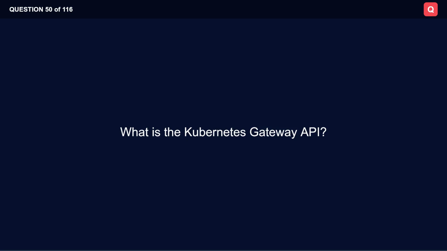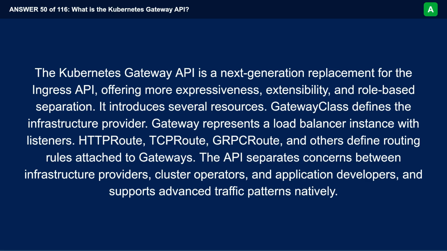What is the Kubernetes Gateway API? The Kubernetes Gateway API is a next-generation replacement for the Ingress API, offering more expressiveness, extensibility, and role-based separation. It introduces several resources. GatewayClass defines the infrastructure provider. Gateway represents a load balancer instance with listeners. HTTPRoute, TCPRoute, GRPCRoute, and others define routing rules attached to gateways. The API separates concerns between infrastructure providers, cluster operators, and application developers, and supports advanced traffic patterns natively.